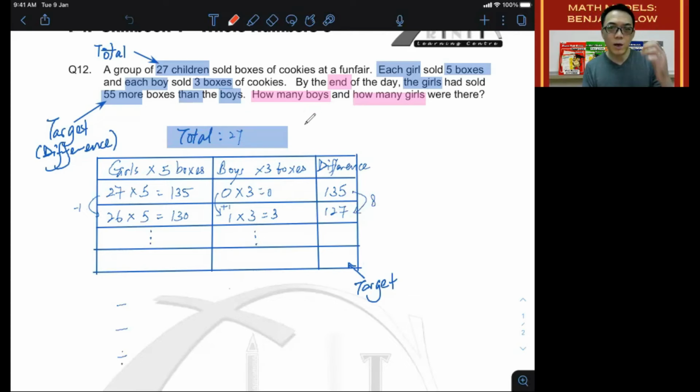Now, can you tell me what is the target difference? If your answer is that it is 55, then you are right. So if the target difference is 55, then I'm going to put 55 here. And that means I need to go down by 8 many, many times. Okay? I need to go down by 8, by 8, by 8 many times until I get to 55. Of course, this is not the way we're going to do it, but that is how you understand it.